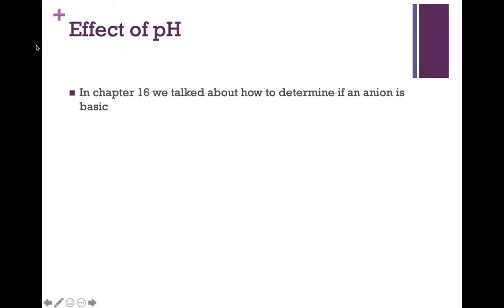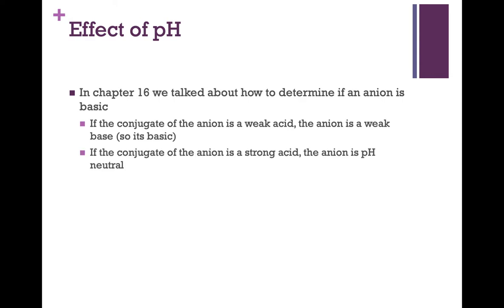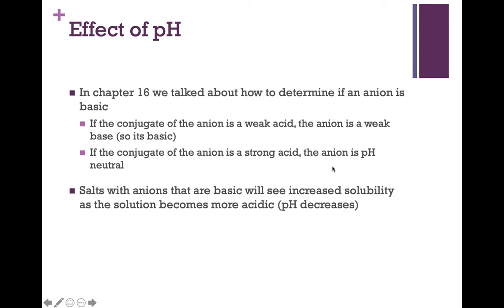In our previous chapters, we talked about how to look at whether ions are basic or acidic. In this case, our anion in particular is what we're really focusing on. If the conjugate of the anion is a weak acid, the anion itself is a weak base. That was how we looked at things. And if the conjugate of our anion was a strong acid, then we consider that anion to be pH neutral. Those are our two possibilities.